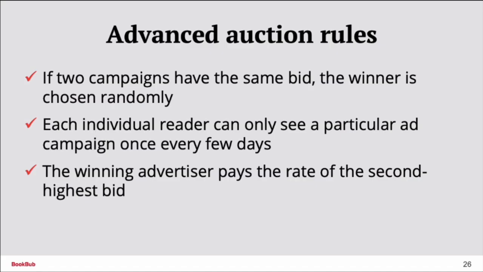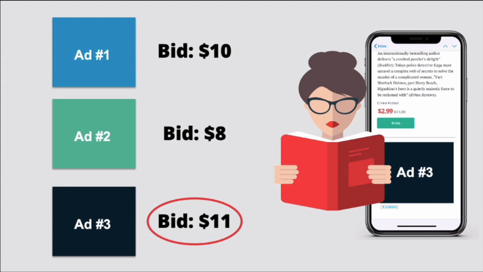Another rule is that the winning advertiser pays the rate of the second highest bid for a particular impression. More specifically, they pay a rate 1 cent higher, so just enough to beat the next highest bid. Remember that your bid is the maximum rate that you would be willing to pay to reach readers in your target audience. In practice, you'll almost always pay a lower rate than what you actually bid. Let's go back to one of our earlier scenarios. The winning advertiser in this scenario bid a rate of $11, but the next highest bid for this particular reader and this particular impression was $10. So the winning advertiser will actually pay a rate of $10.01 for the impression that they served to this reader.